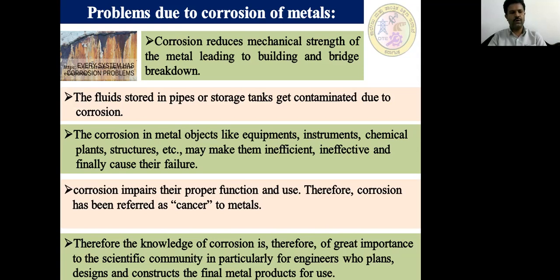Also, as we know, most of the iron produced annually is just used to replace the corroded metals. So it is very important to know about corrosion. Therefore, the knowledge of corrosion is very important, especially for the scientific community, in particular the engineers who plan, design, and construct the final metal products for use. So this is about some of the problems due to corrosion of metals.